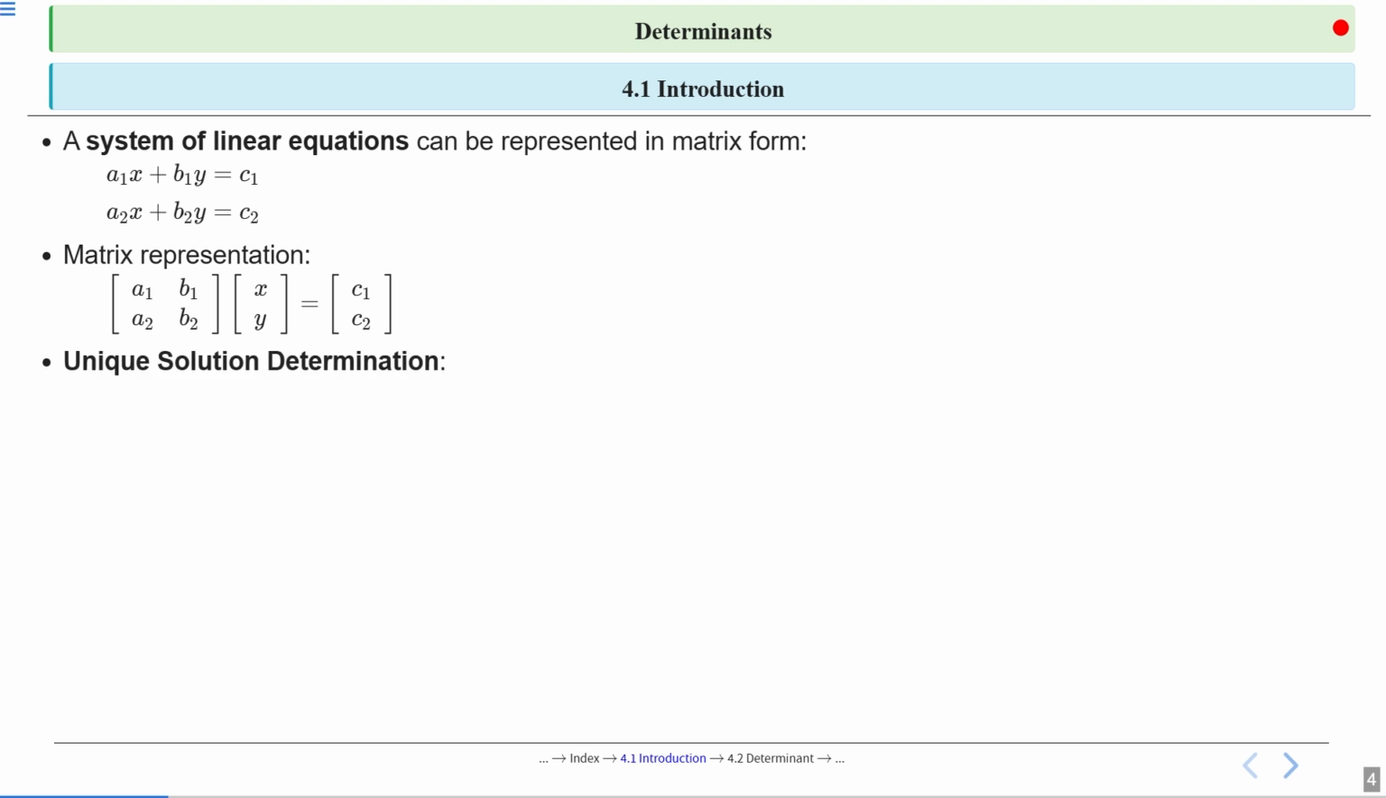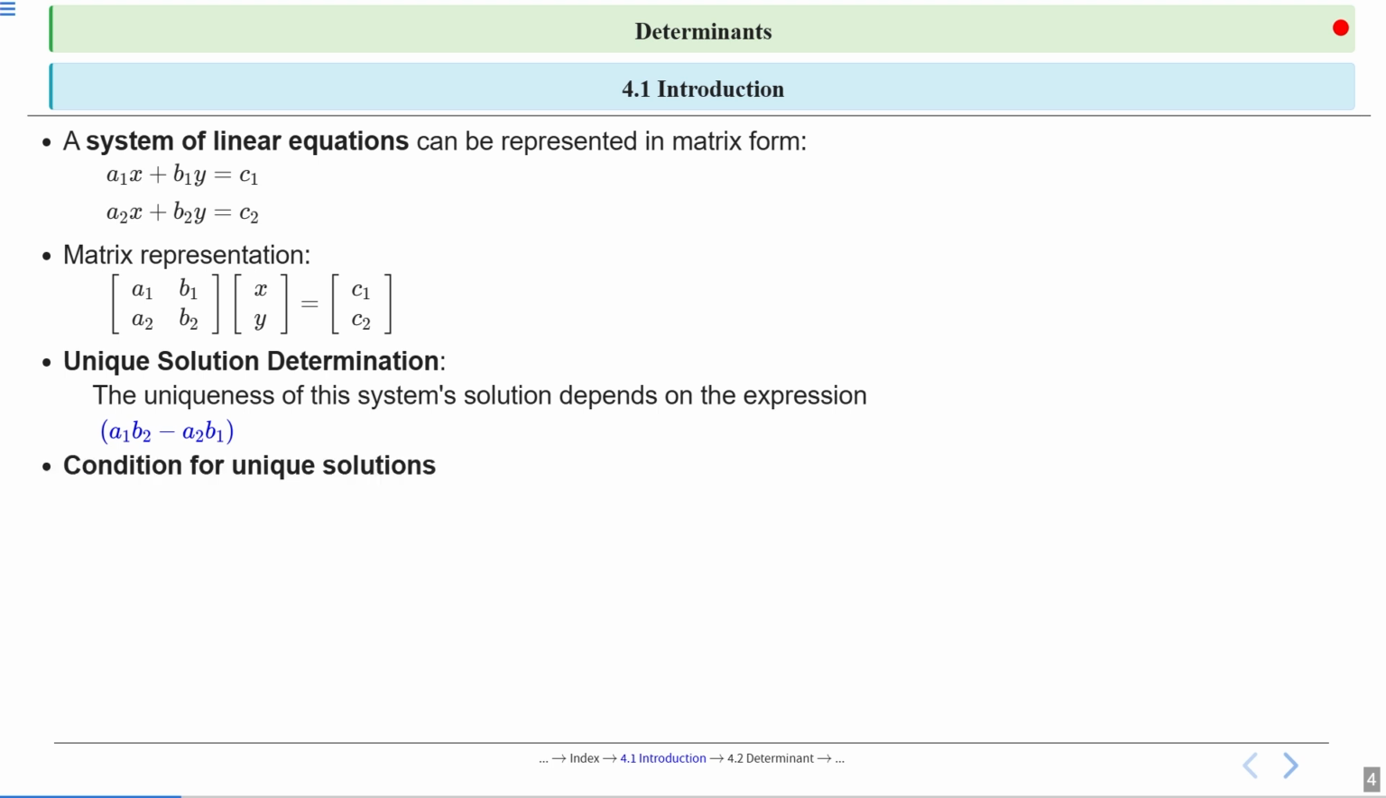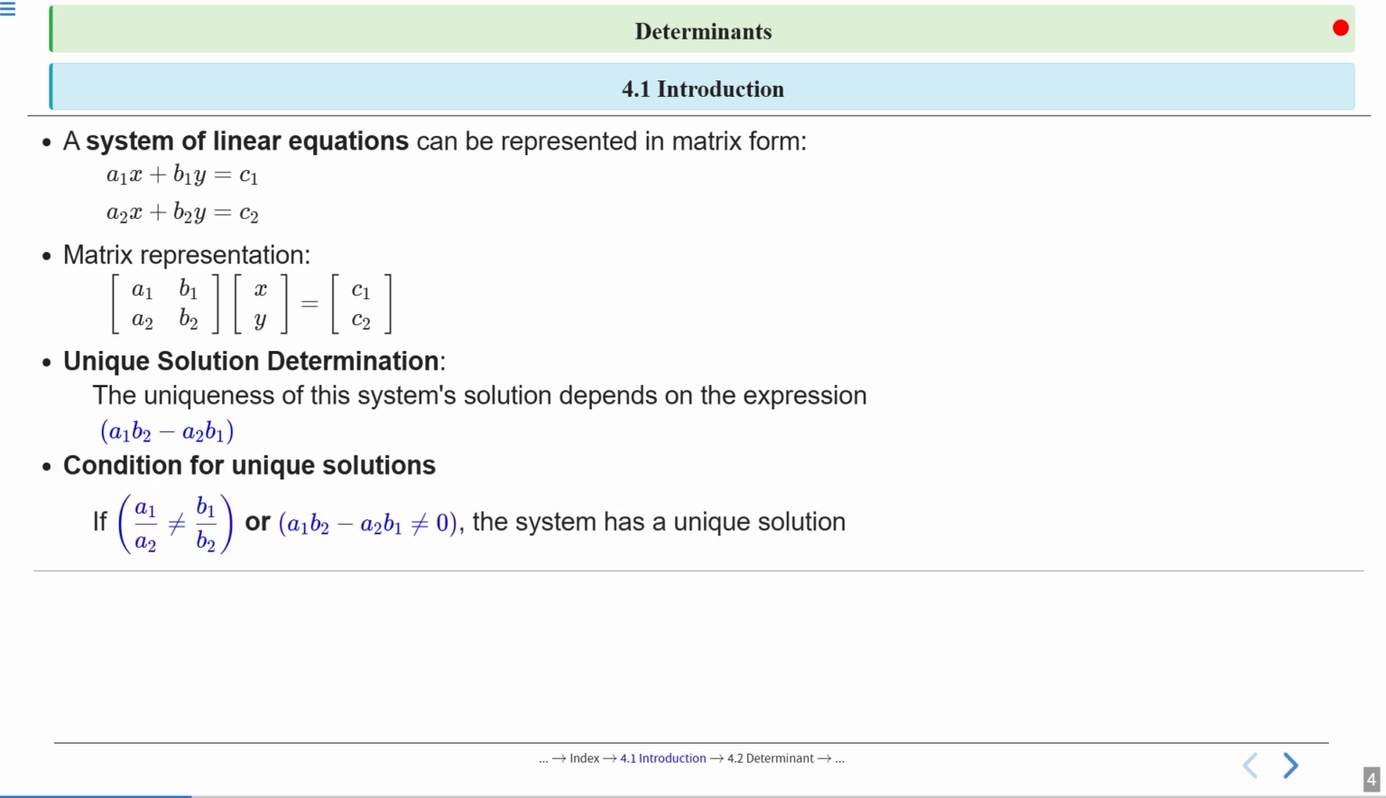So the system of linear equations has a unique solution, which depends on the value of a1 b2 minus a2 b1. The uniqueness of the solution depends on the expression a1 b2 minus a2 b1. If a1 b2 minus a2 b1 is not equal to 0, that is a1 by a2 not equal to b1 by b2, then this system has a unique solution.